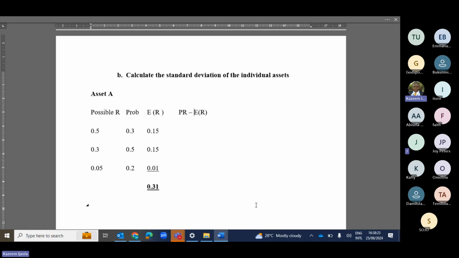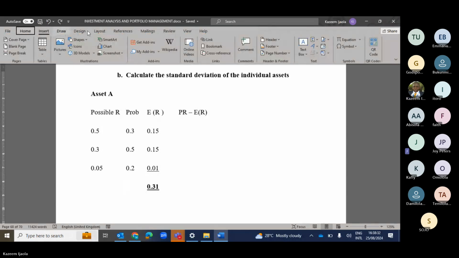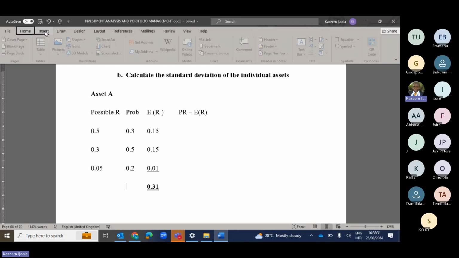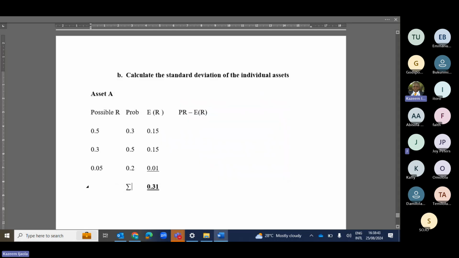Let me insert the symbol. I'm looking for more symbols. Okay, this is the summation. Please, summation of ER. Summation of ER. There is a background voice somewhere, please. I don't know who is the person.